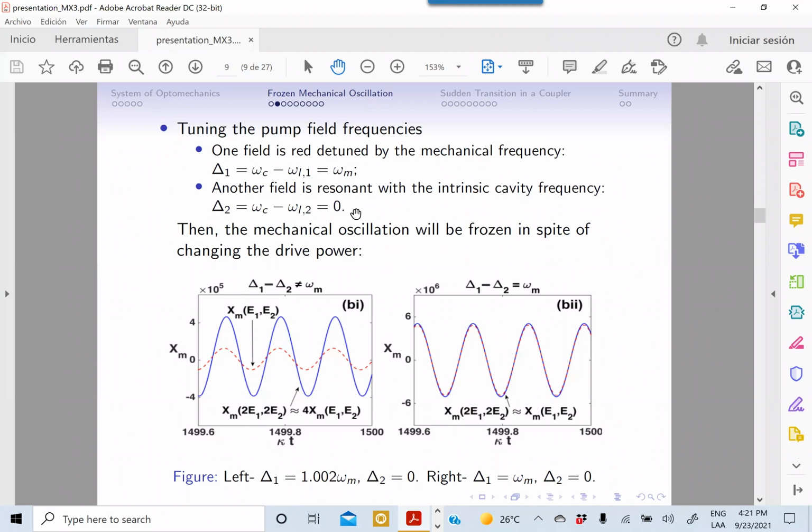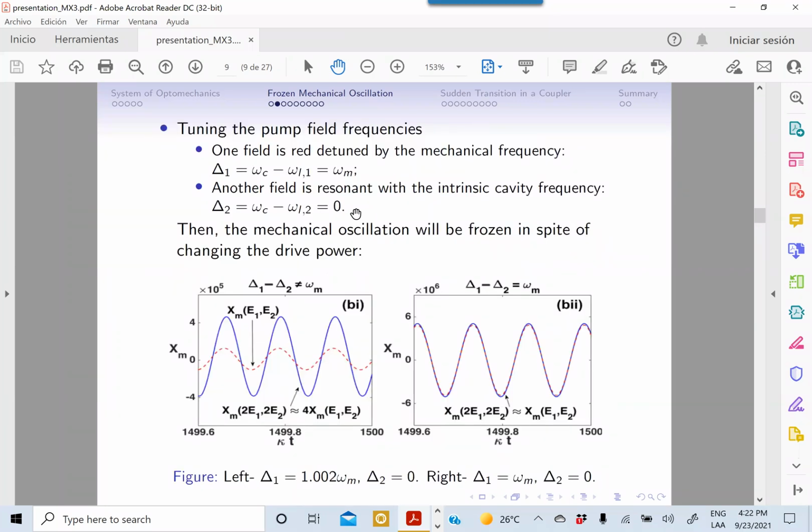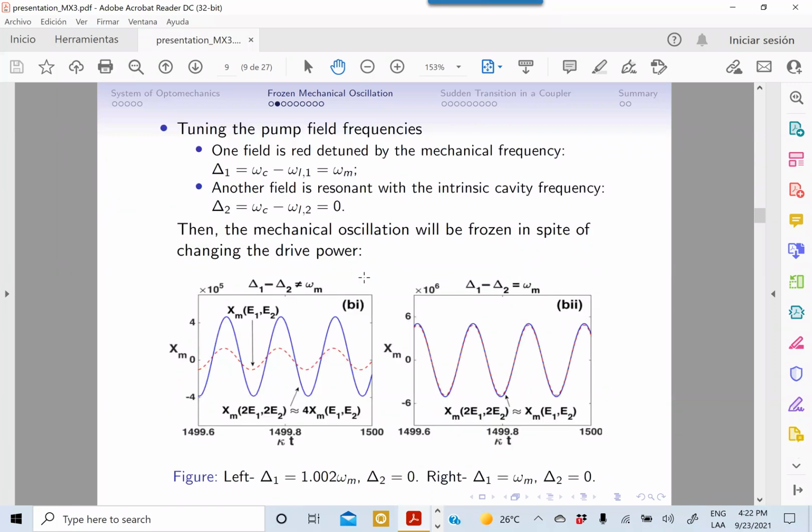With these two fields acting together on such a system, something very weird will take place. If these two fields are strong enough and exactly matched, with one detuning being omega m and the other detuning 0, the mechanical oscillation of the moving mirror will be locked. What do we mean by lock? By locking of this mechanical oscillator, we mean that if we increase the power of these two pumping fields within a range, the mechanical motion will be locked and will not be changed. This is the displacement of the mechanical oscillator. If we increase the pump amplitude by double, it's the same.